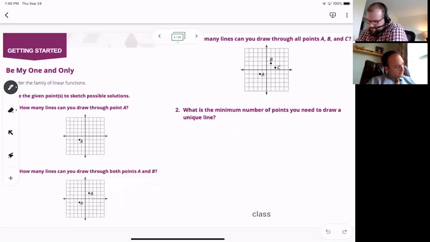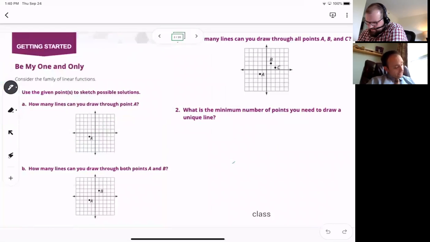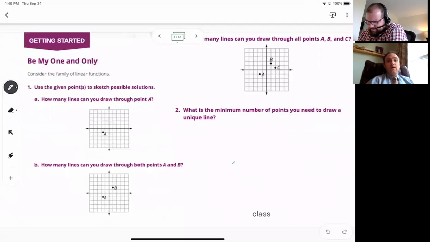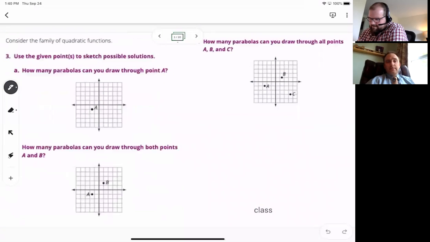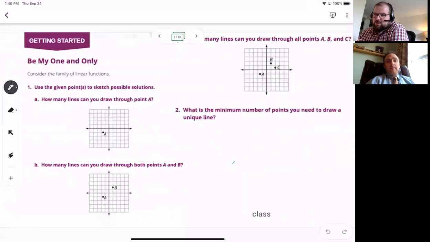Let's see. I gotta move this over a little bit so I can read it. Use the given points to sketch possible solutions. This one says class. So this is going to be for them to try to figure out and then for us to talk about in class. I like it. So you just draw however many lines you can, as many as you can to fit these things, and do the best you can for that.